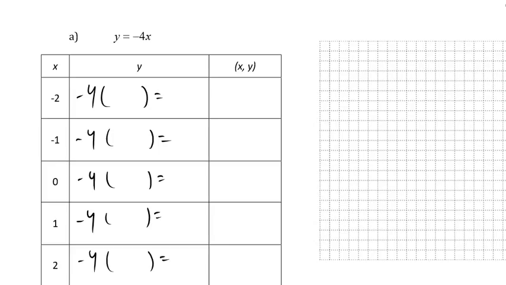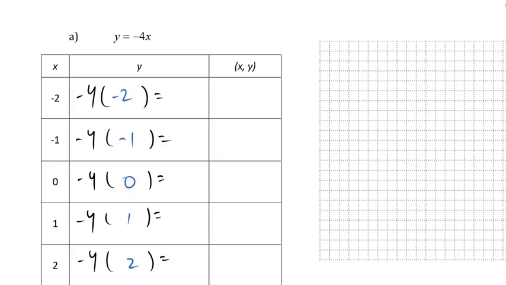Okay, negative 4 times X. So what is X? It's negative 2. So negative 4 times negative 2. Negative 4 times negative 1. Negative 4 times 0. Negative 4 times 1. Negative 4 times 2. Now what is negative 4 times negative 2?